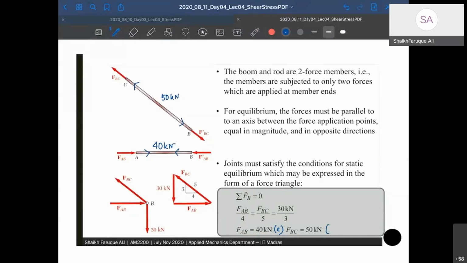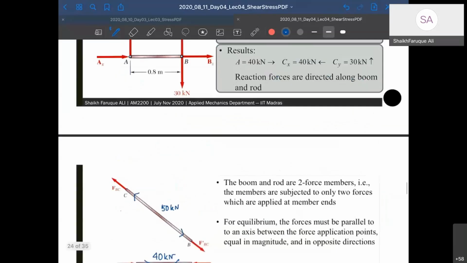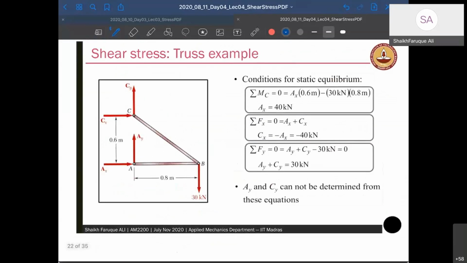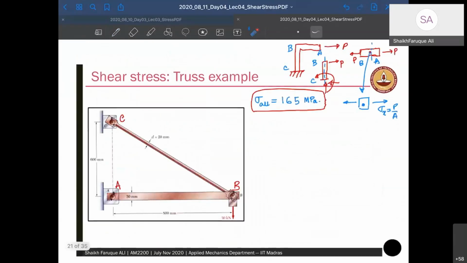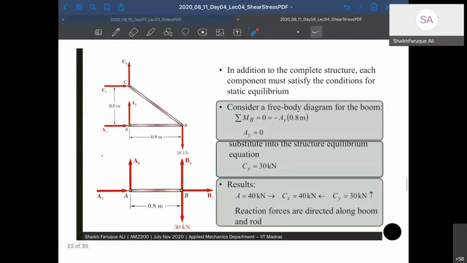It's very much as per expectation that if we try to load the structure from here, what will happen? It will try to pull this, right? It will try to move this way. So this will be in tension, and obviously this will be in compression. So physically also, we can say that the compression and tension that has come to the structure is okay, at least physically verifiable.